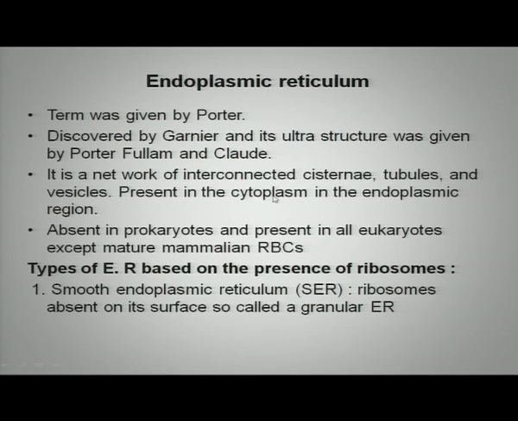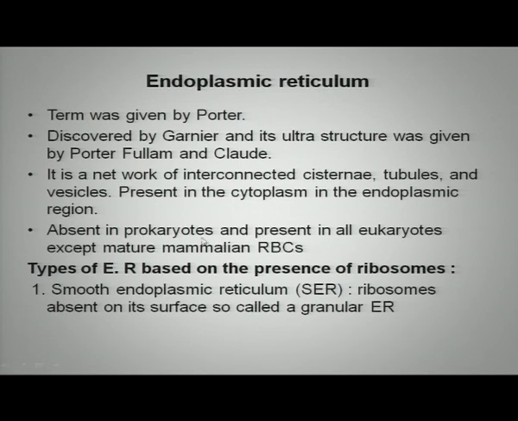They are present in the cytoplasm, mainly in the endoplasmic region. They are seen in the form of a network, so it is known as a reticulum. This reticulum or network-like structure is made up of cisternae, tubules and vesicles, which are seen in the endoplasmic region of cytoplasm. Hence, it is known as endoplasmic reticulum.